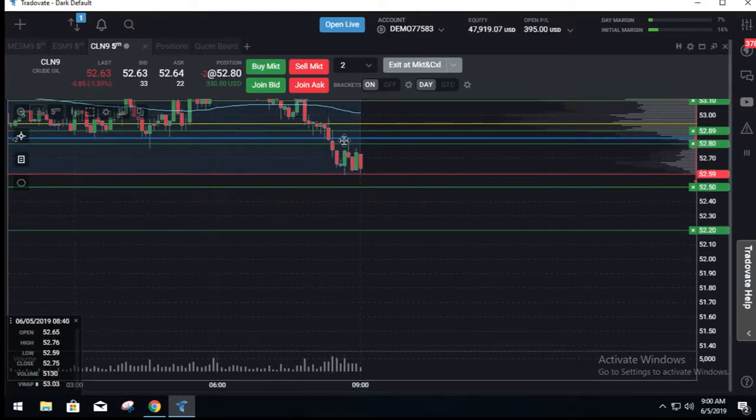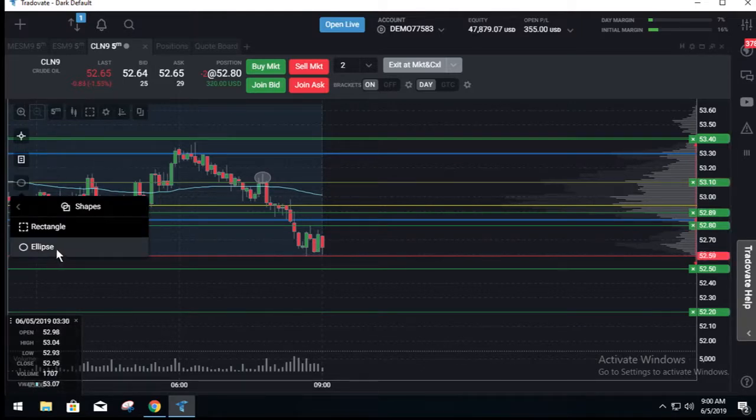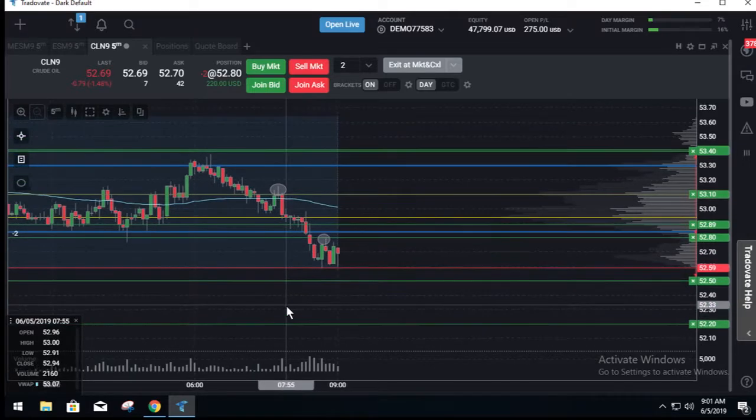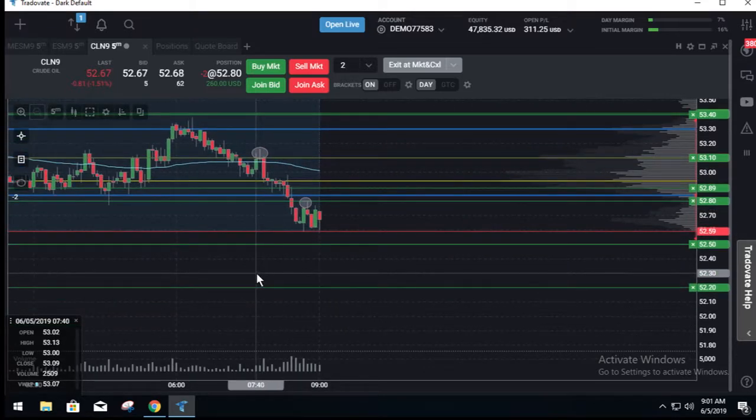Using his profit, he just got in on the retest right here. Can't draw. Oh, there's a line there. Got in right there. Looked at the breaker support, same thing we were talking about. Looking for a 2 to 1 this morning.